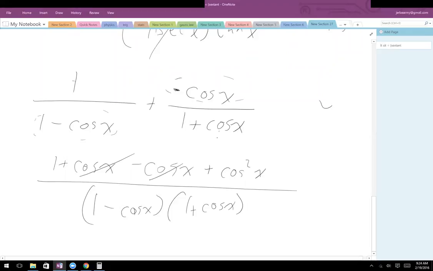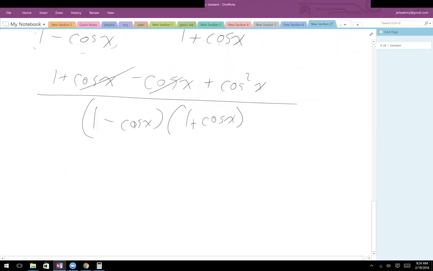Is it because once you cross out the 1 plus cosine of x, that, just kidding. Okay. Sorry. So the next thing we're going to do is multiply the bottom, which is a difference of squares, right? Because I got 1 minus cosine, 1 plus cosine. So I know it's just going to be 1 minus cosine squared on the bottom. But what's 1 minus cosine squared? Sine squared.